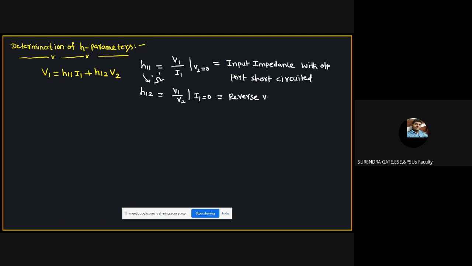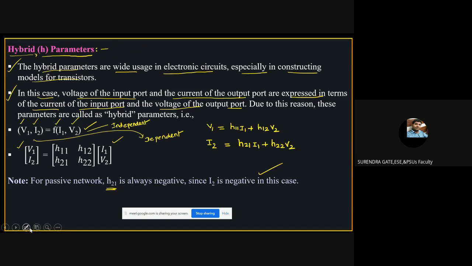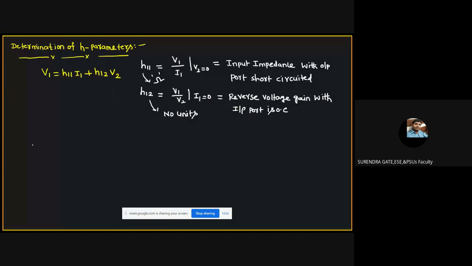Reverse voltage gain with the input port open circuited. Then what are the units of H12, students? No units. It is a ratio of the same quantity, both are voltages. Then one more equation is I2 equals H21 I1 plus H22 V2.